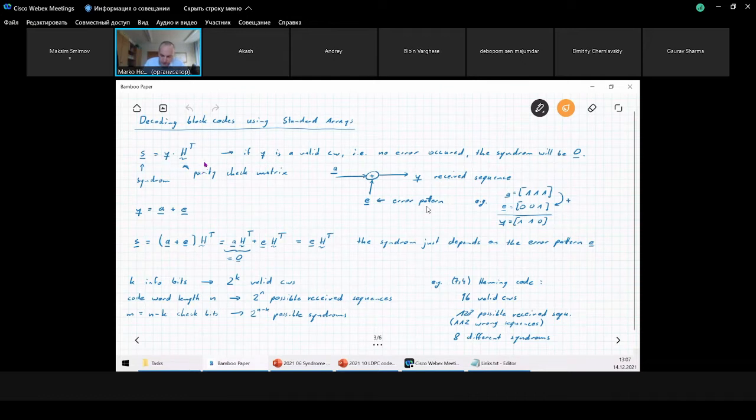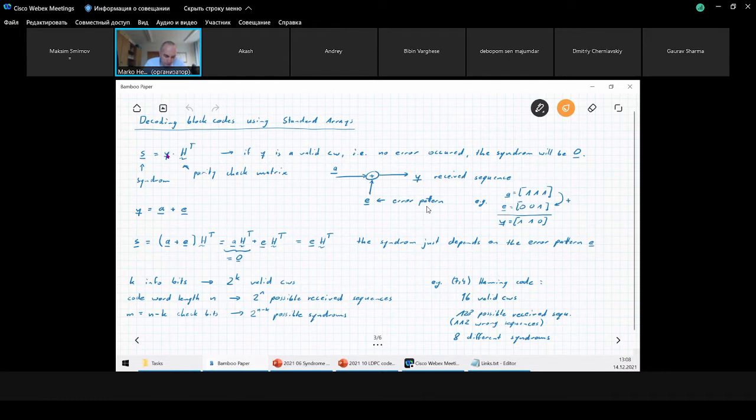And let me explain again what the story was behind this. We already know we can calculate the syndrome by multiplying our received sequence with H transpose. We know the rows of H are orthogonal to my valid code words, so the columns of H transpose will be orthogonal to the valid code words. So if Y is a valid code word, the syndrome will be 0, because then Y will be orthogonal to the columns of H transpose.